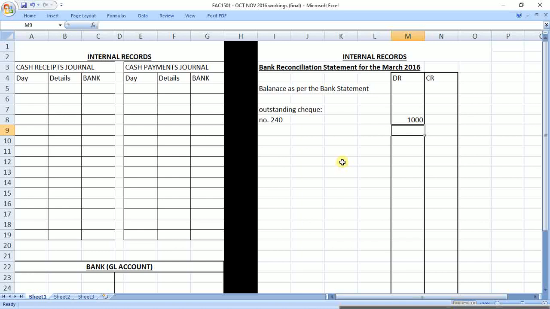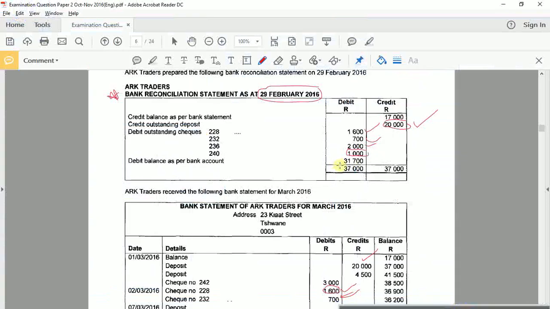Check the next line item. What's the next line item? Debit balances as per bank account. So, you're going to check if it's in the bank statement. Whose books is this? It's the bank. No, this. Oh no, wait. This. It's your reconciliation of previous month's bank.